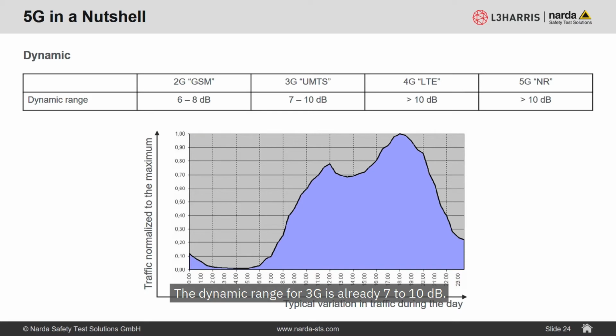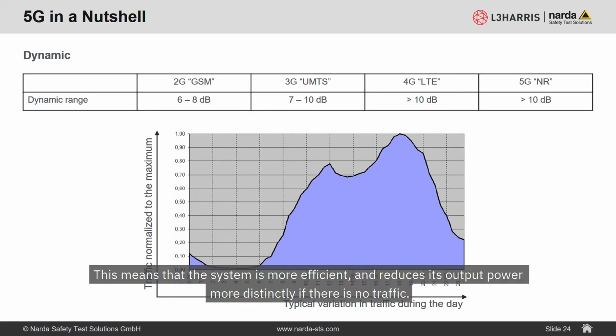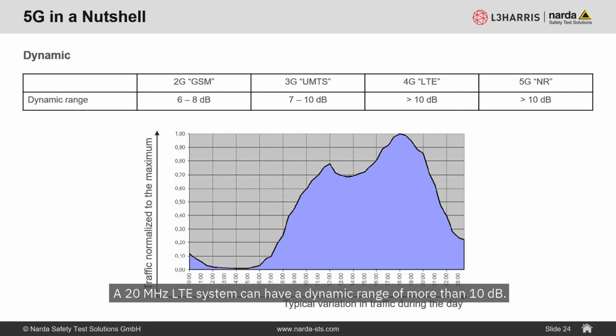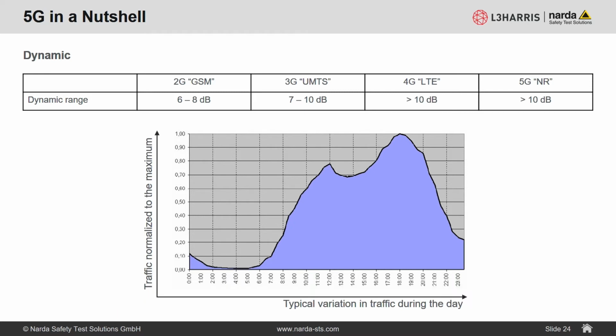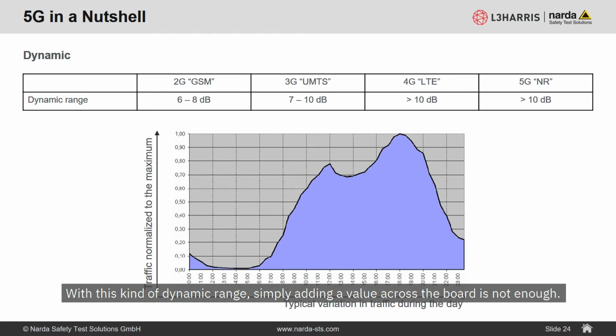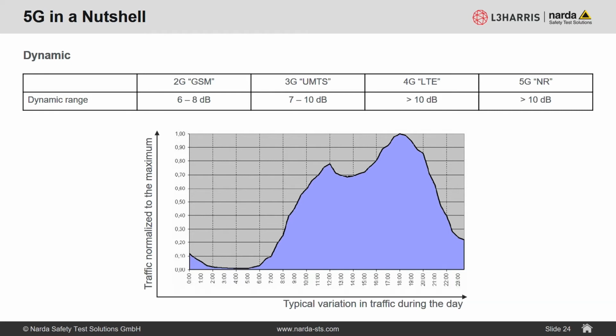The dynamic range for 3G is already 7 to 10 dB. This means that the system is more efficient and reduces its output power more distinctly if there is no traffic. A 20 MHz LTE system can have a dynamic range of more than 10 dB. With this kind of dynamic range, simply adding a value across the board is not enough. Accurate extrapolation is necessary.